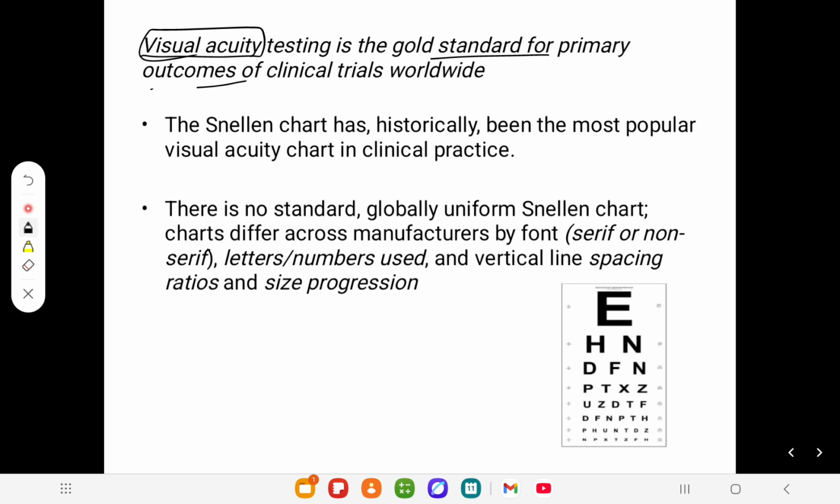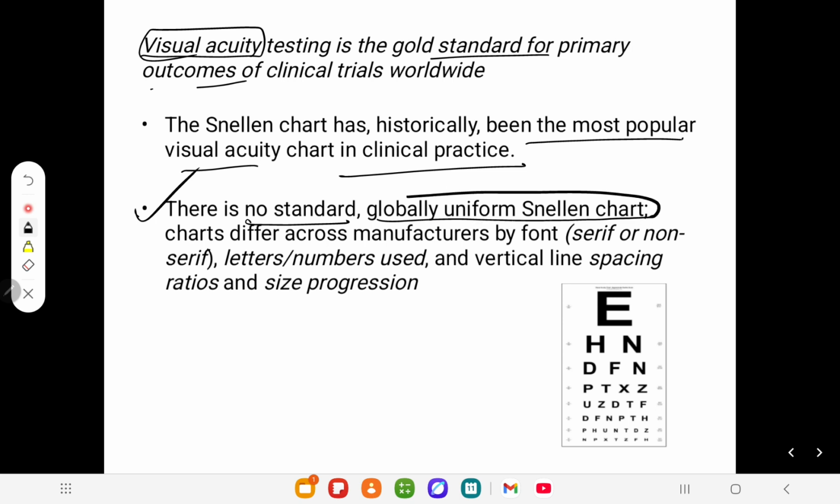Obviously, Snellen's visual acuity chart is very popular. Snellen has historically been the most popular visual acuity chart in clinical practice. Even now, Snellen's visual acuity chart is used most frequently in clinic. So why are there limitations in Snellen's visual acuity chart? Because, one, there is no standard or globally uniform Snellen chart.